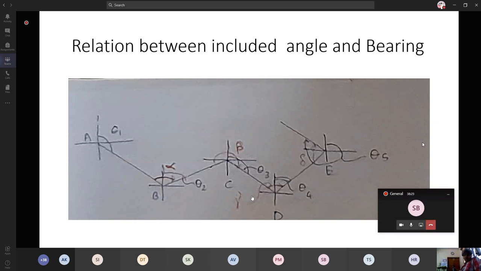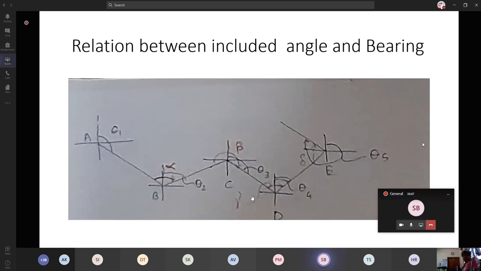Is the problem clear to all of you? The bearing of line AB is given as theta 1. AB, BC, CD, DE, and EF are the lines in a traverse.